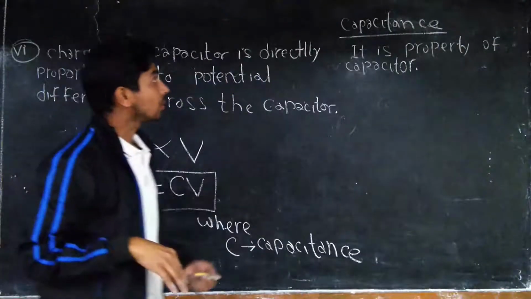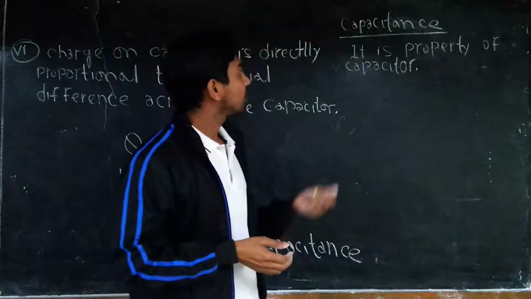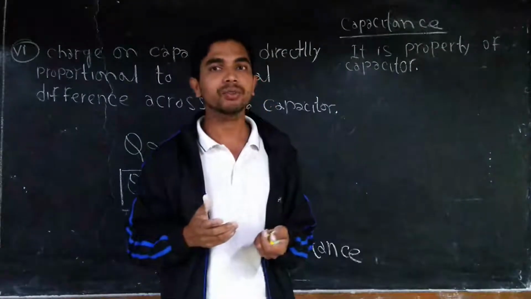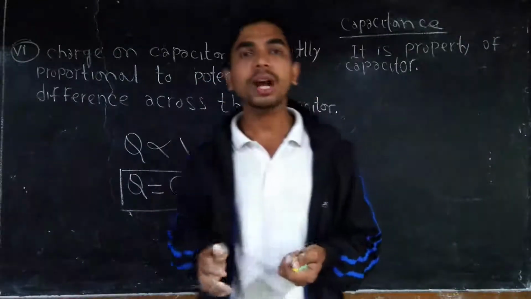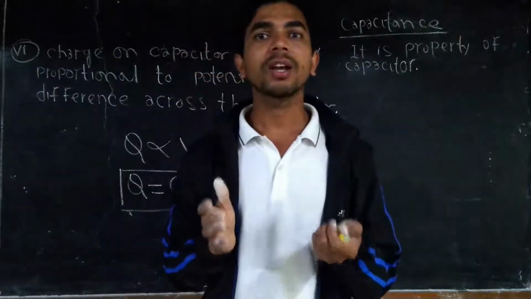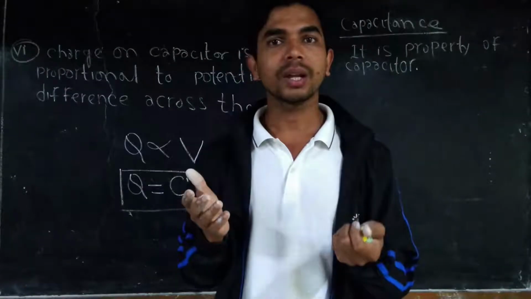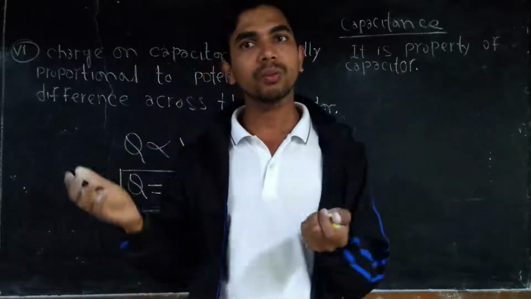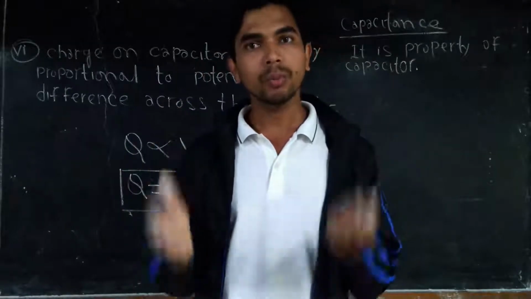So capacitance is a property of a capacitor. What kind of property is it showing? It is basically showing how much charge the capacitor can store. If capacitance is more, the capacitor will store more charge.